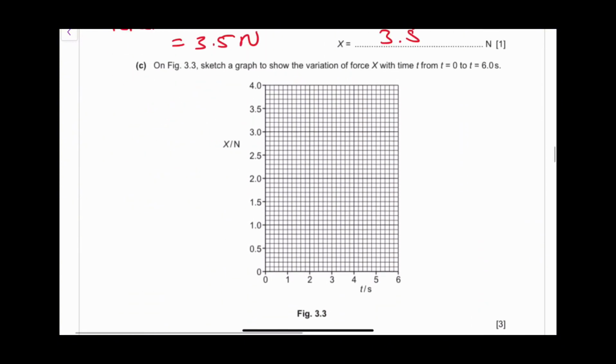Okay, the last question involves sketching a graph for the variation of force X with time t from t equals 0 to t equals 0.6. Again, I ask you guys, what does a graph tell you? Look at the axis, look at the gradient, look at the area. So for this graph, the area doesn't tell us much because it's just a force against time graph, right? The gradient, again, really doesn't tell us much because it's not exactly the resultant force, it's the force X itself, right?